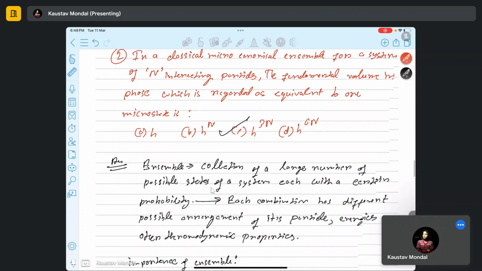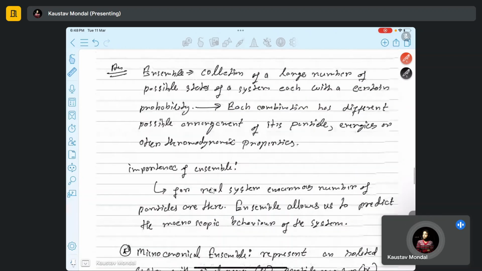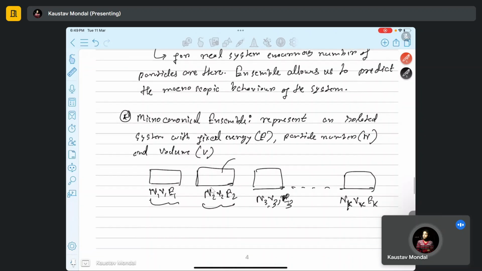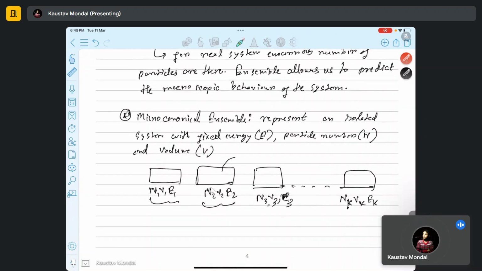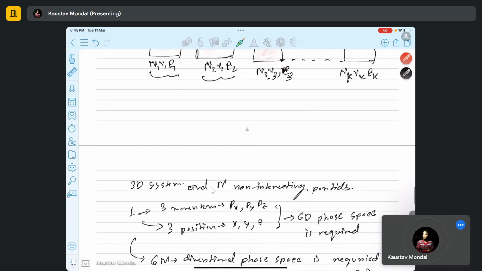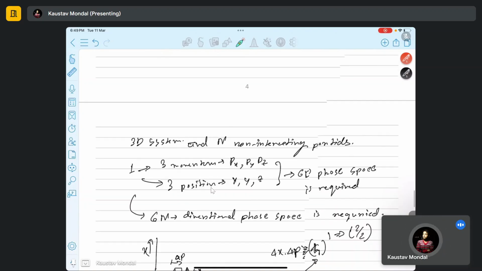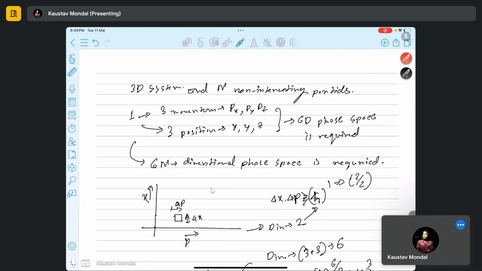So here, first we have discussed what an ensemble is, basically the different possible configurations of a system with certain probabilities. Then we considered a microcanonical ensemble, which is different ensembles of the same system configuration with number, volume and energy conserved. That means there is no interchange of particles or energy with surroundings. Then it's called a microcanonical ensemble. And in the problem, we have been asked to find, for n non-interacting particles in a microcanonical ensemble, the fundamental phase volume.